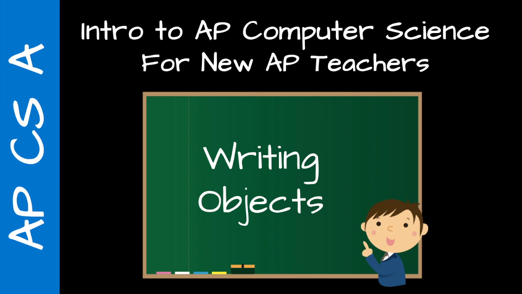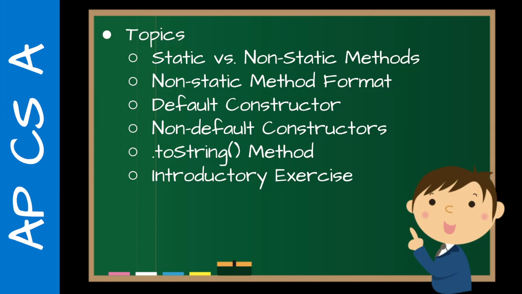In this video, we're talking about writing objects. Now, we've done a little bit with this already. We've actually created some classes. We created some objects. We talked about setters and getters. But now we're going to talk about some of the other types of methods you might want to create and talk a little bit about constructors as well.